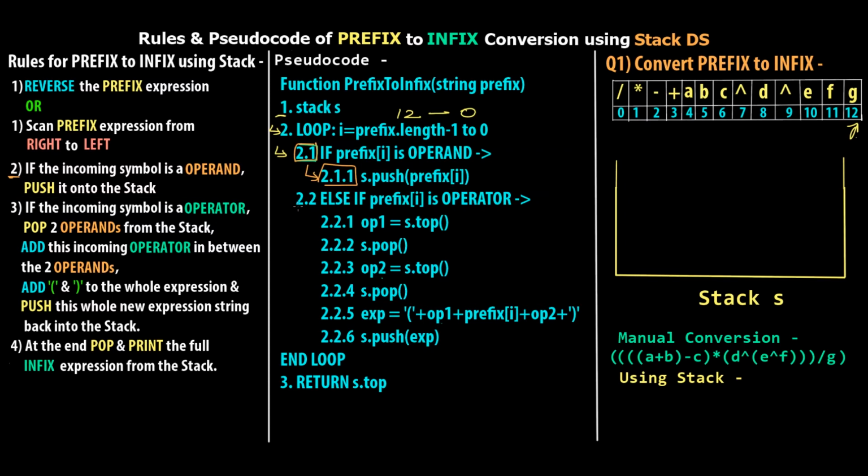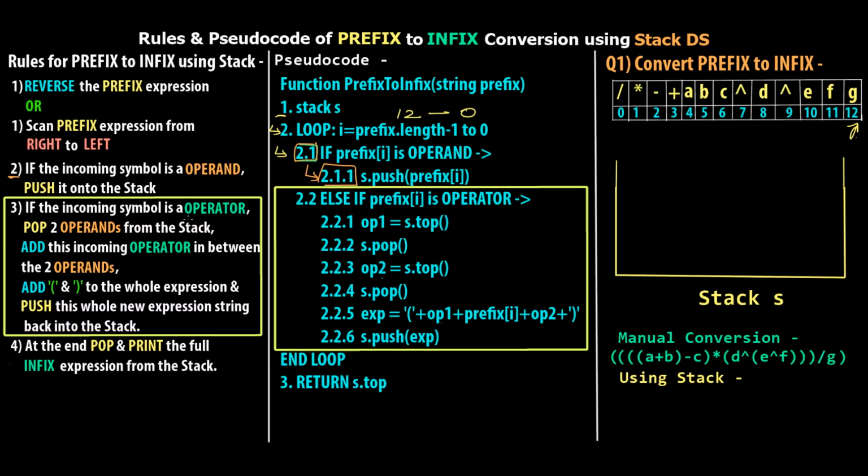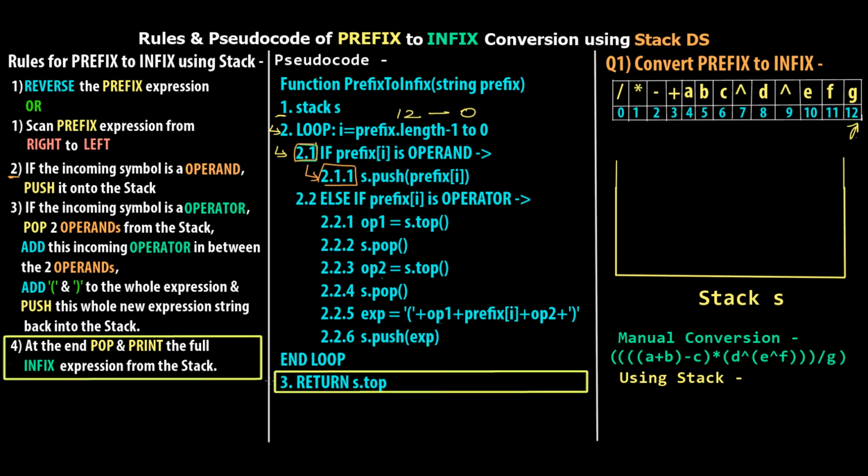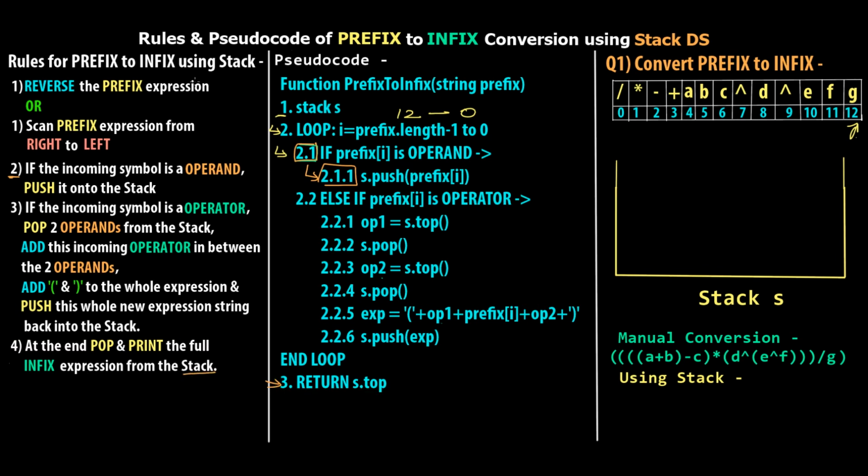Simple enough. For 2.2, that is when the prefix of I is an operator, in that case we have rule number 3 which says if incoming symbol is an operator, pop two operands from the stack, add the incoming operator in between the two operands, add opening and closing brackets to the whole expression, and push this whole expression back into the stack. So all these 6 steps exactly do all these things that the rules have mentioned. And rule number 4 basically corresponds to point number 3 in the pseudocode, that is return s.top, which says at the end pop and print the full infix expression from the stack. Okay. So all the rules and the pseudocode is pretty much similar to each other.